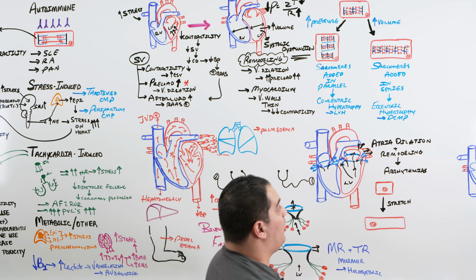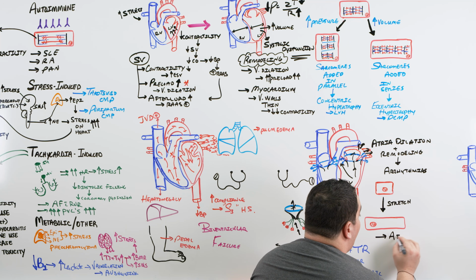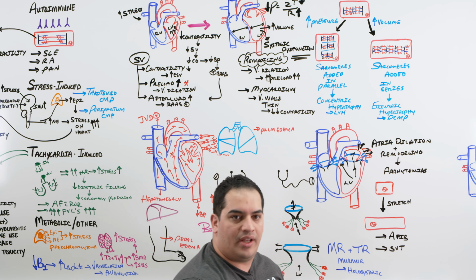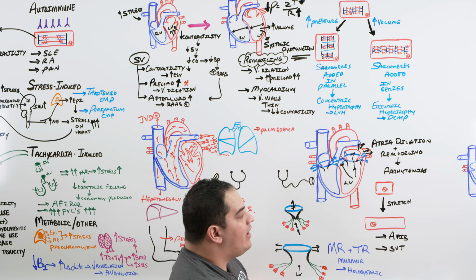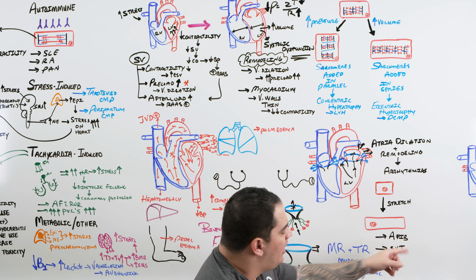And what type of arrhythmias? Well, atrial arrhythmias, my friends. This can lead to things like atrial fibrillation and maybe supraventricular tachycardias of certain types. So the big things to remember here is that these patients can develop atrial fibrillation and supraventricular tachycardias, AFib being the more common one.